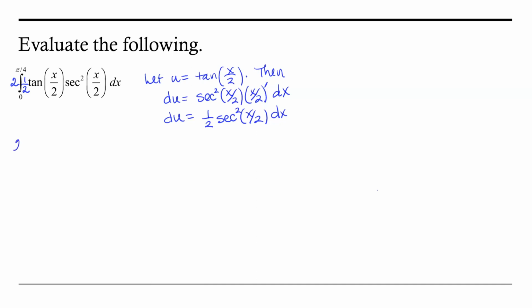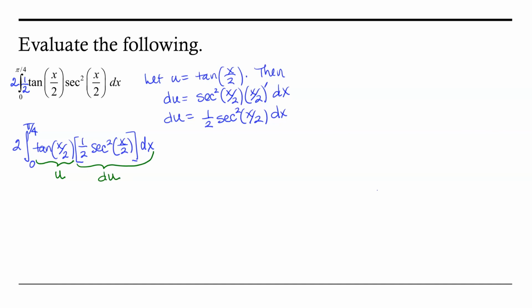So I'm going to rewrite this as 2 times the integral from 0 to pi over 4 of tangent of x over 2 times 1/2 secant squared x over 2 dx. So what I can see here is now I'm going to be substituting for tangent of x over 2, that's going to become a u, and my 1/2 secant squared dx, that's going to become du. So I'm going to have something that looks like 2 times the integral of u du, but we still need to figure out what those new limits of integration are.